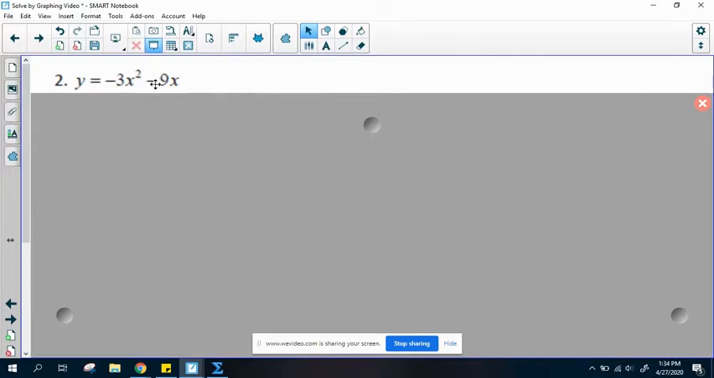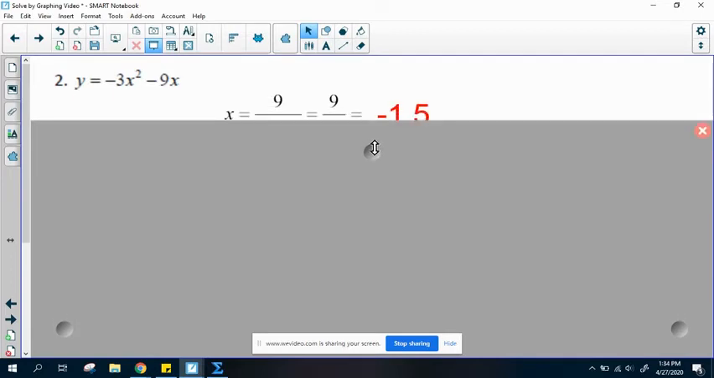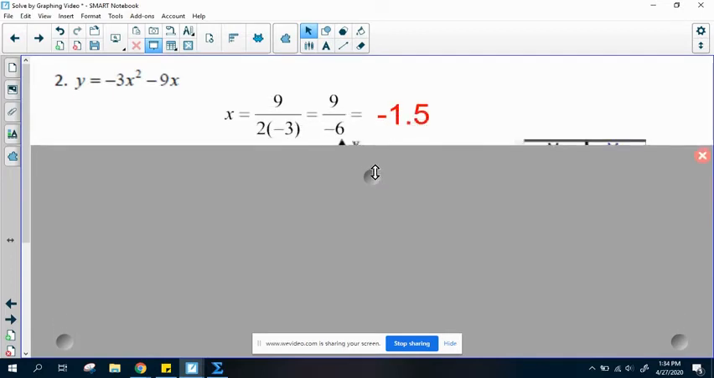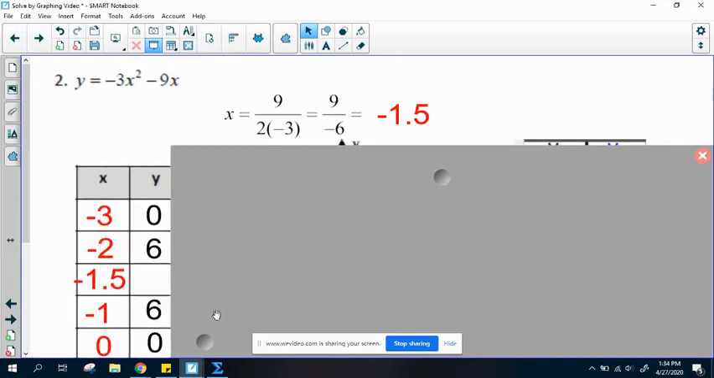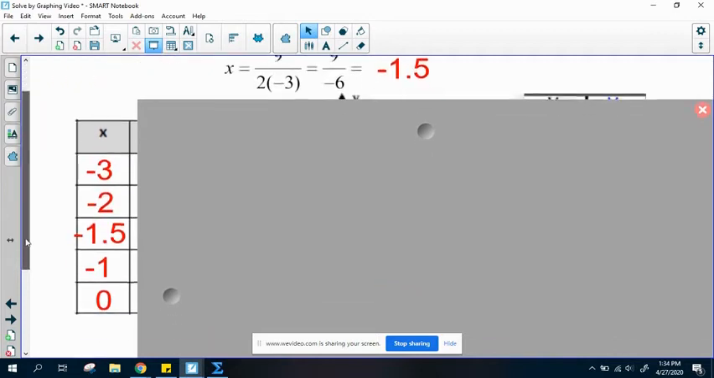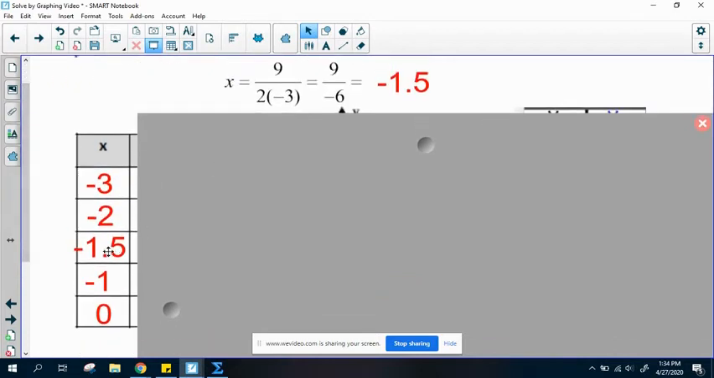So if I have -9, the opposite is positive, and then 2 times a, that's -3. Then I'm going to multiply the bottom. I get -6. If I divide these on my calculator, I get -1.5. That is my vertex, so I'm going to put that in the middle. Now I don't really want to count by halves. If I'm at -1.5, what's in the middle? It's in between -1 and -2.